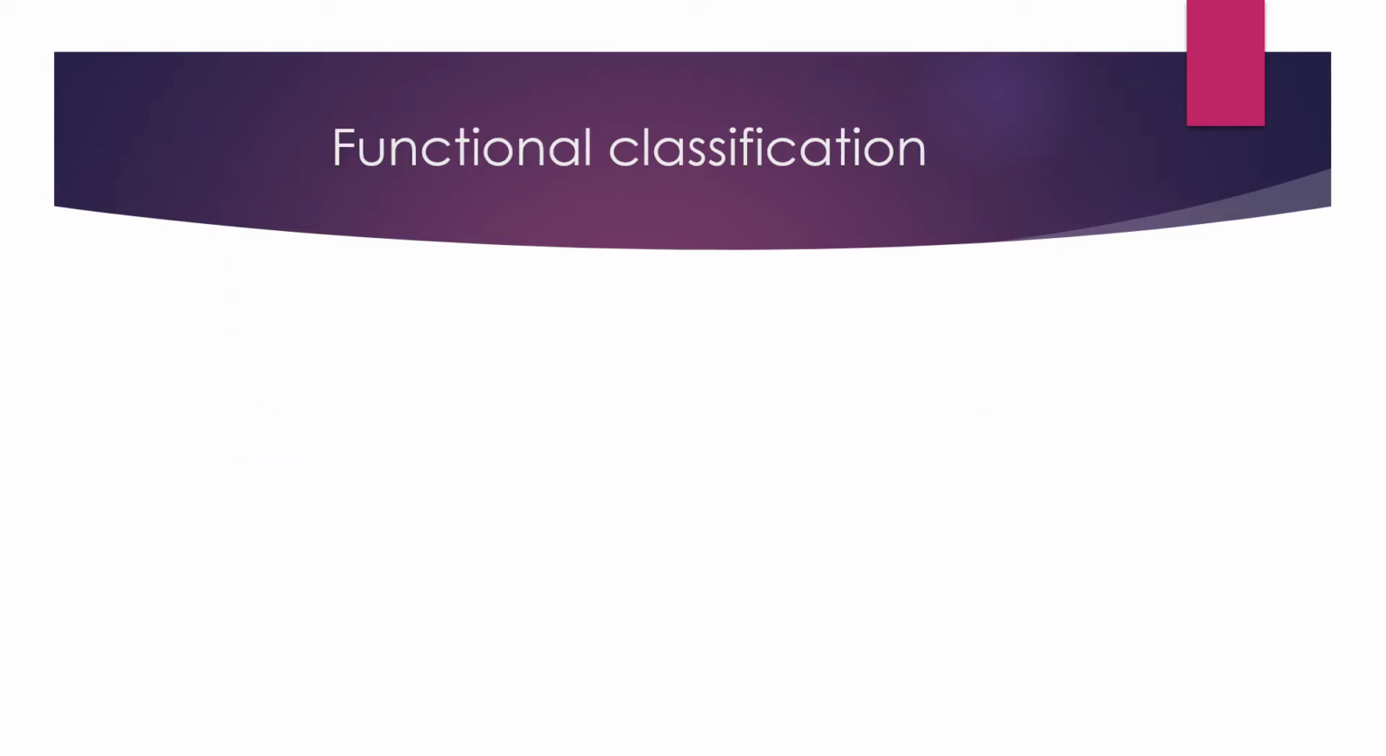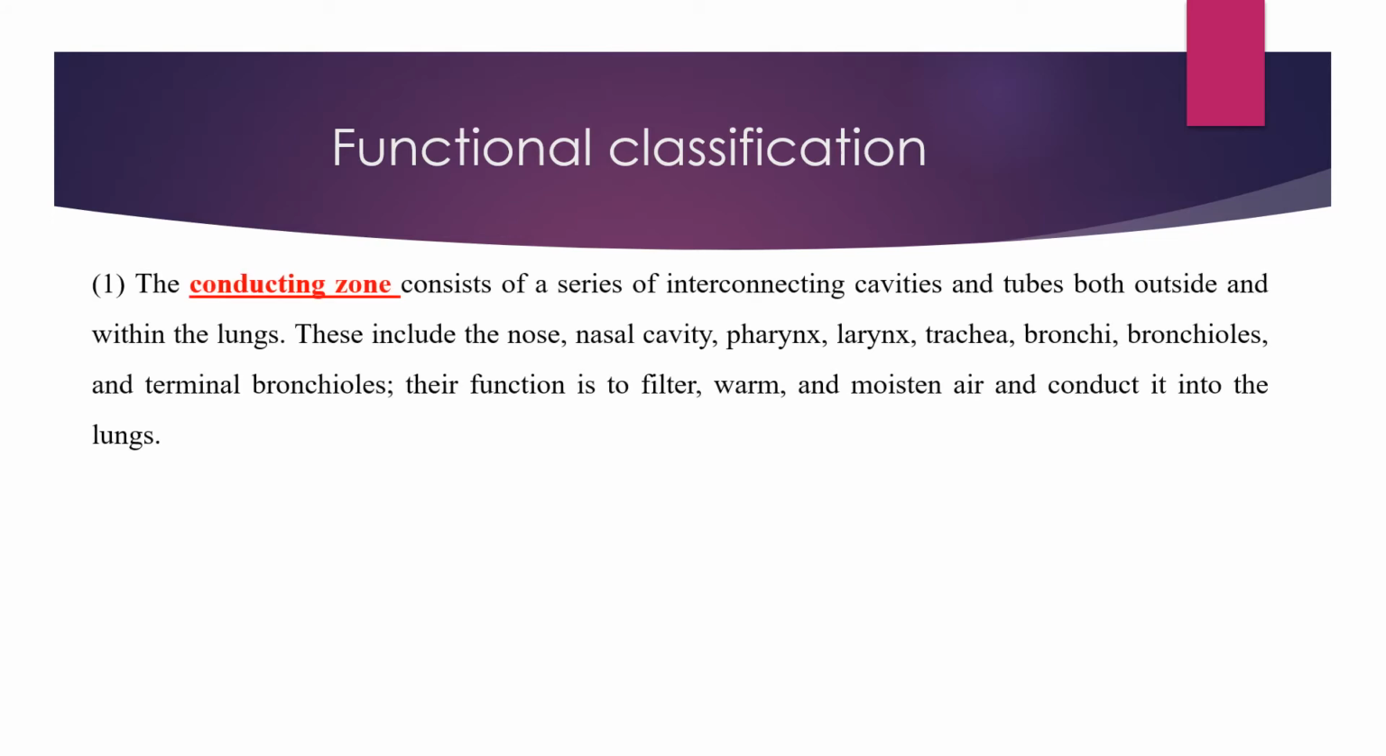Now we'll see the functional classification. So in functional classification, first it includes the conducting zone. So what do you mean by conducting zone? Conducting zone is nothing but the passage through which the air is transferred from the nose to the terminal bronchi. Here you can see the conducting zone consists of a series of interconnecting cavities and tubes both outside and within the lungs. This includes the nose, nasal cavity, pharynx, larynx, trachea, bronchi, bronchioles and terminal bronchioles.